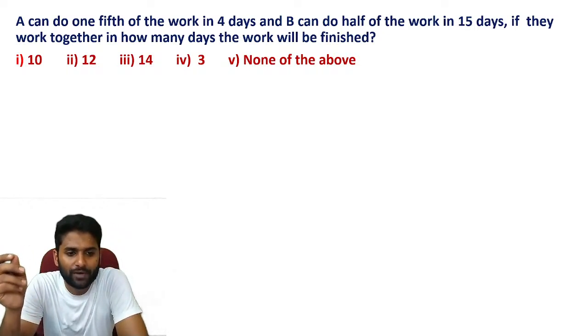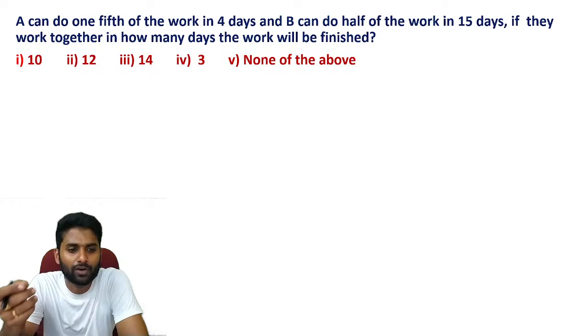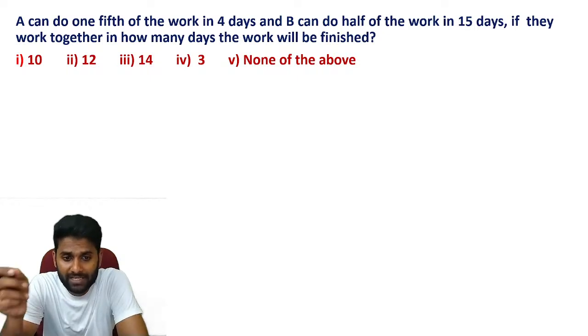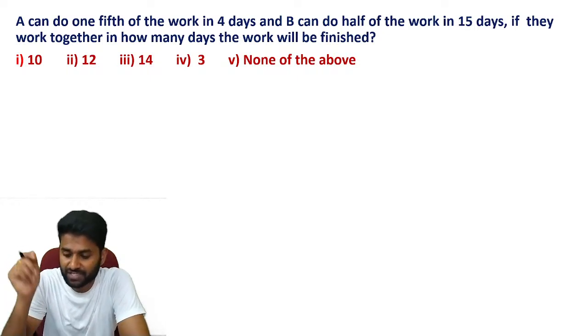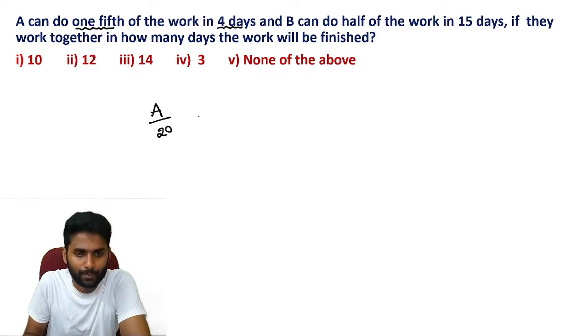A can do one-fifth of work in 4 days. B can do half of the work in 15 days. If they work together, in how many days will the work be finished? Guys, they clearly mention that A completed 1 by 5th of work in 4 days. Now full work it takes exactly 20 days. 5 is multiplied with 4.